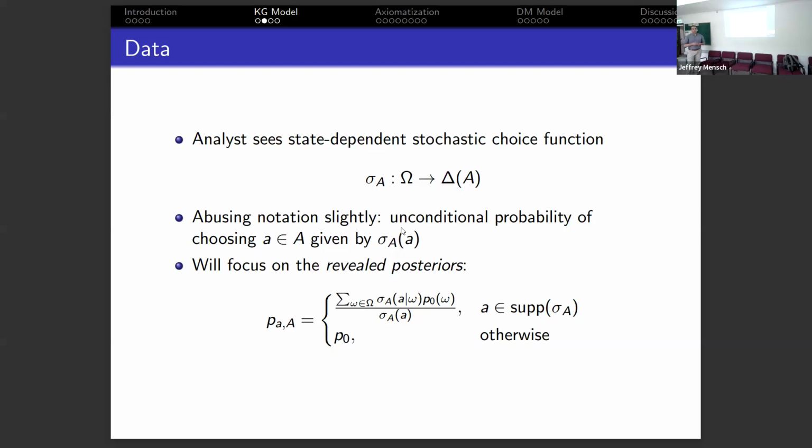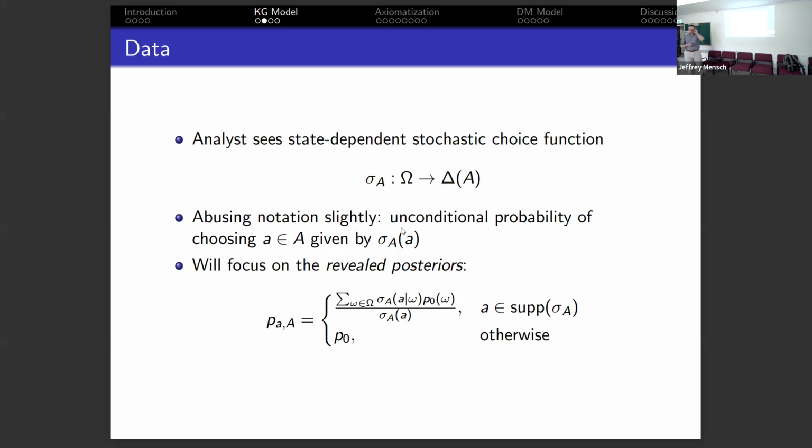This is the probability for state of the world omega. You assume that sigma A of A is positive? So that's assuming it's positive, otherwise I define it as not defined. The condition should be that it's positive, which means it's in the support. Honestly, I'm not really going to reuse this, so I could have just defined it for A in the support, but in previous papers we defined it this way, so that's what I stuck with.